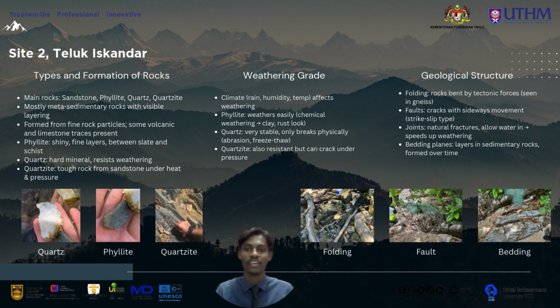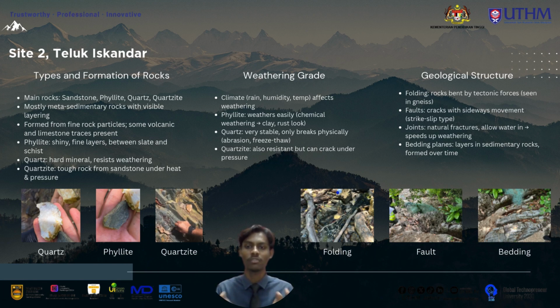Hi, I am Muhammad Sharif. I'll be explaining about what we get at Site 2 Teluk Iskandar. So first of all is the types and formation of rocks. So there are basically four types of rock which we found there, which is sandstone, phyllite, quartz, and quartzite.